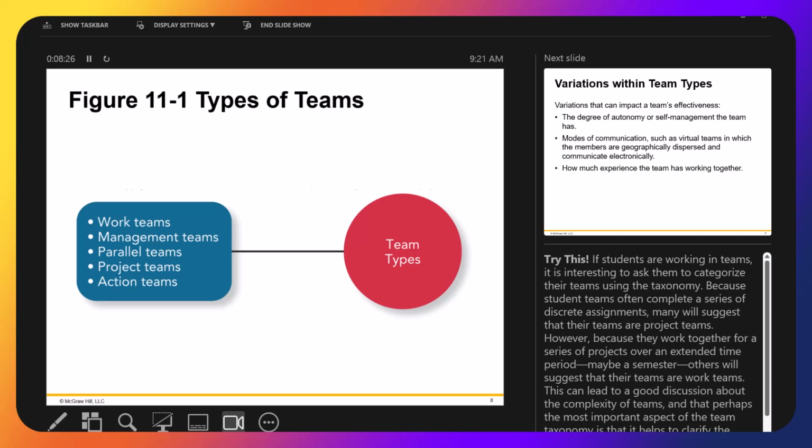11.1 Types of teams. So when we look at this, we talk about the work teams, the management teams, the parallel teams, the project teams, the action teams. And you can see it goes over team types. So this is just different types of teams. Now, this is not all-inclusive. There could be some other types as well, but for purposes of our exercise and our training and learning, we're going to talk about these because these are the primary ones.